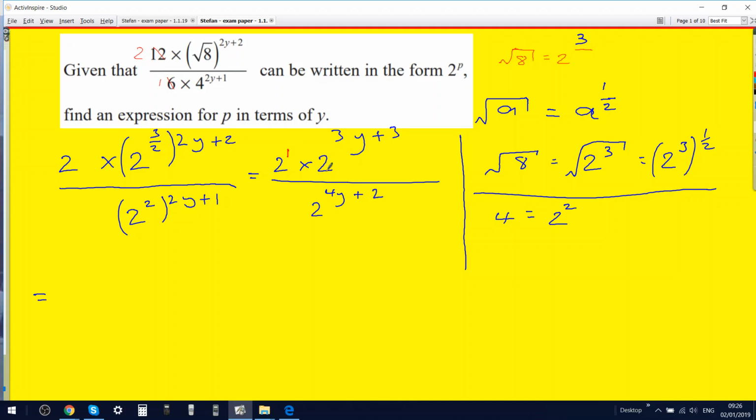What's the rule for multiplying indices? Oh, they add together, don't they? Yeah. So is that going to be... Wait, I'm not sure if I'm allowed to do the 3y bit because it's got letters in it. Yeah, it's all the same. So is it 4y plus 4? Yeah. What do you do next?